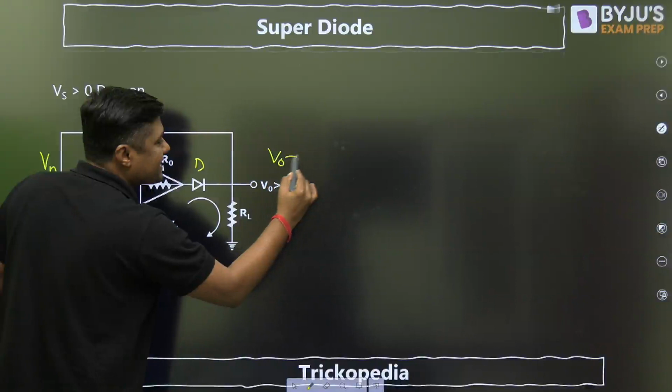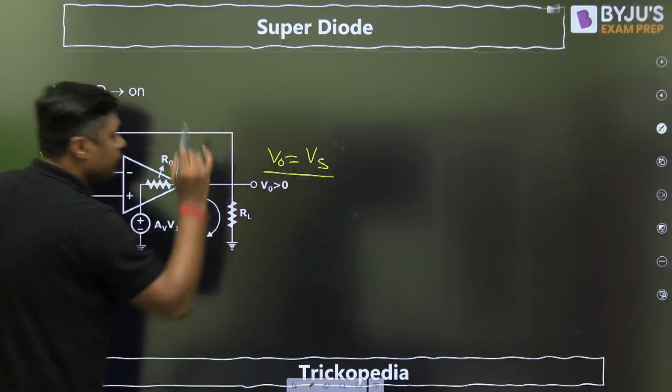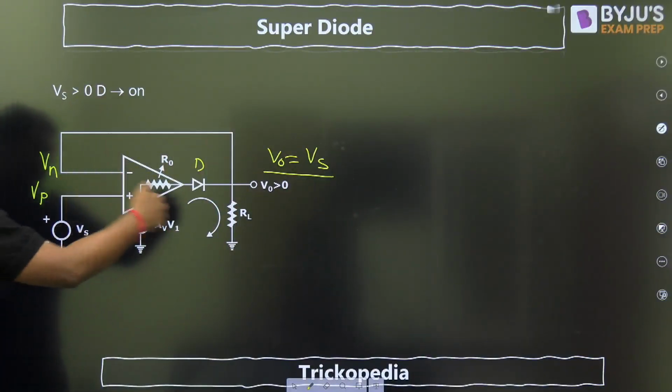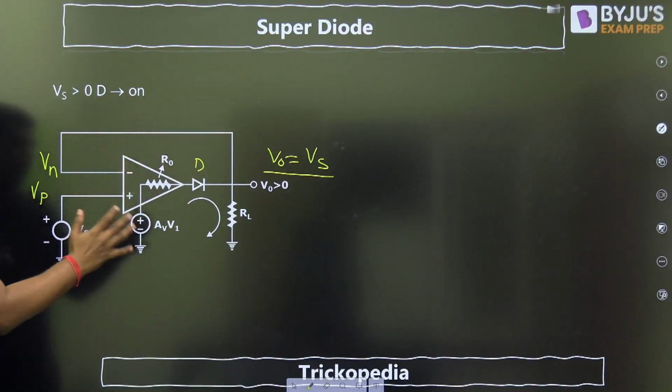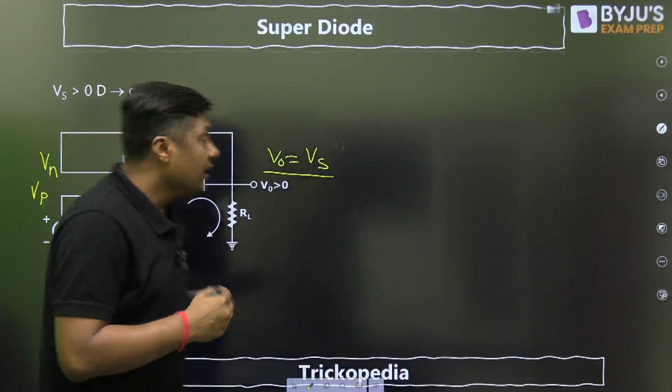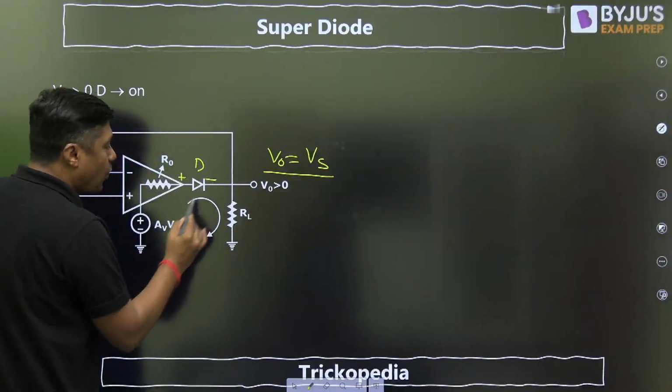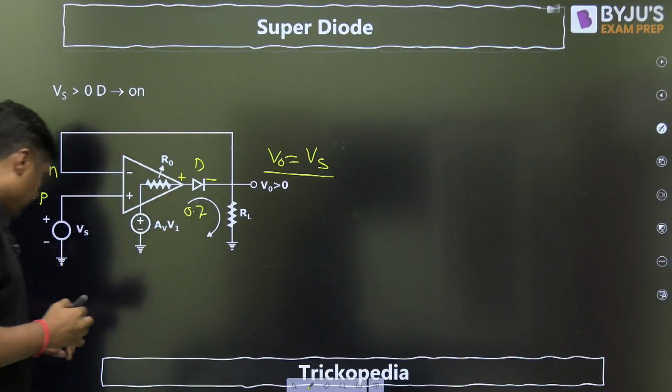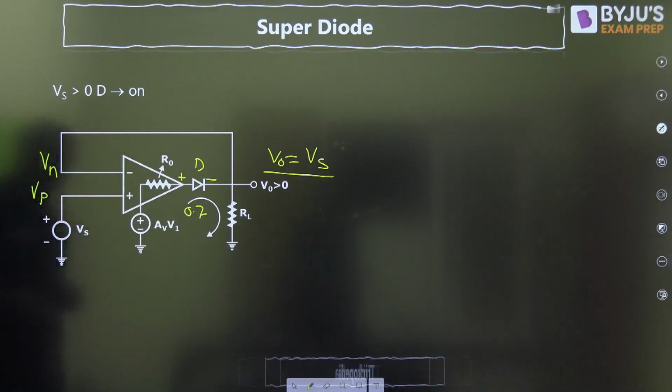That is, V0 is exactly a replica of the input. And there is negative feedback through this diode, guys. And therefore, the operational amplifier will never go into saturation. And what is the drop across the diode? 0.7 volt.